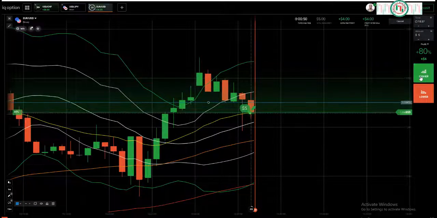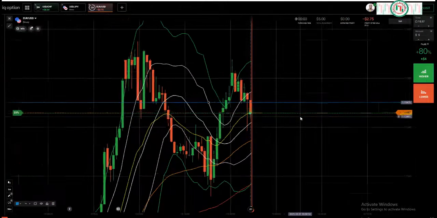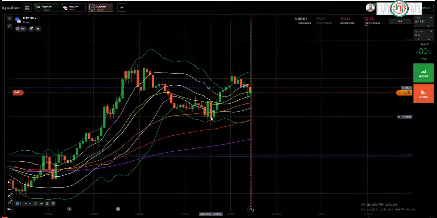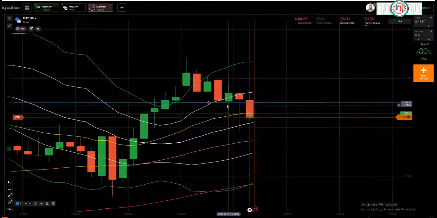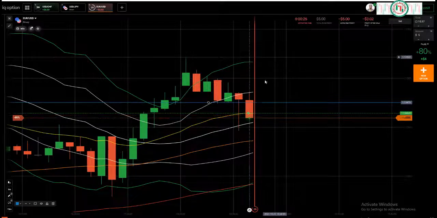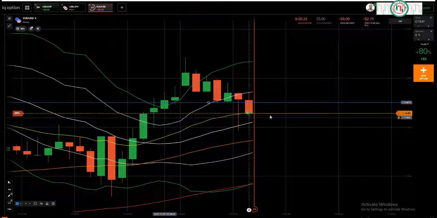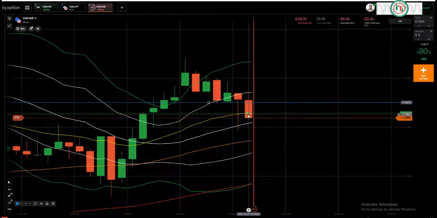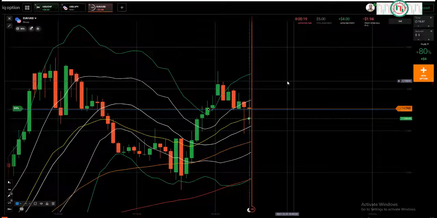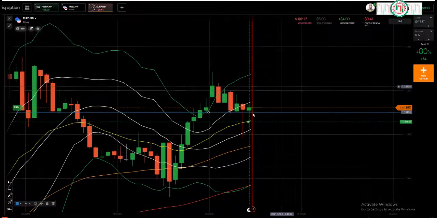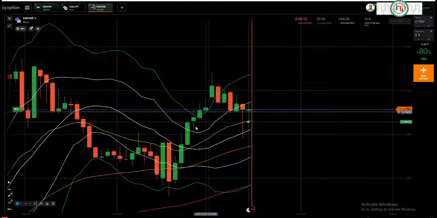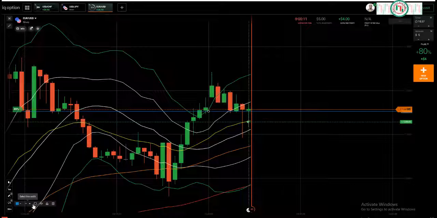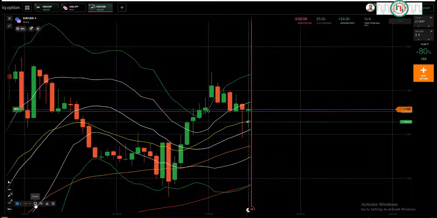I'll place a call option because of the rejection from this level, and the level is strong, and you see strong rejection, so I know definitely it will close above this 20 MA. So that's why I place my trade. You see rejection, and this level is very strong. So that's why I place my trade, call option.